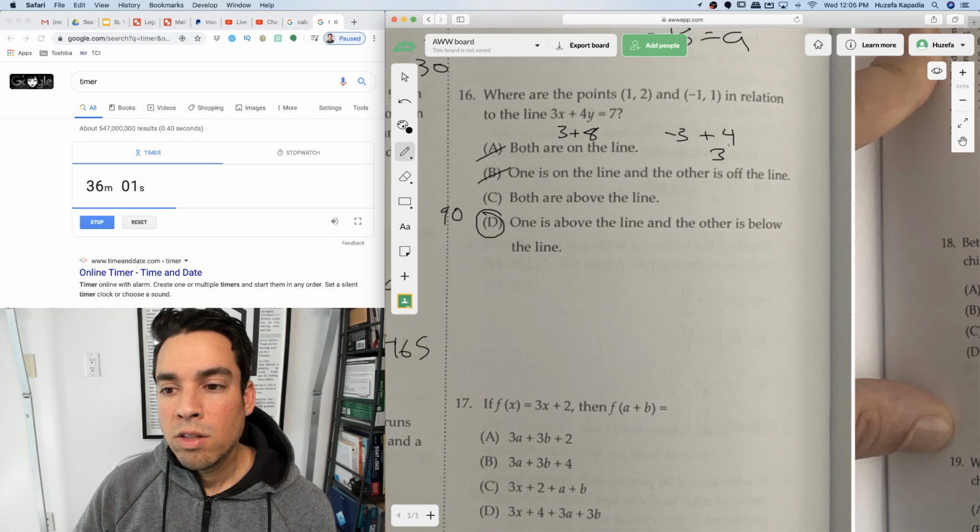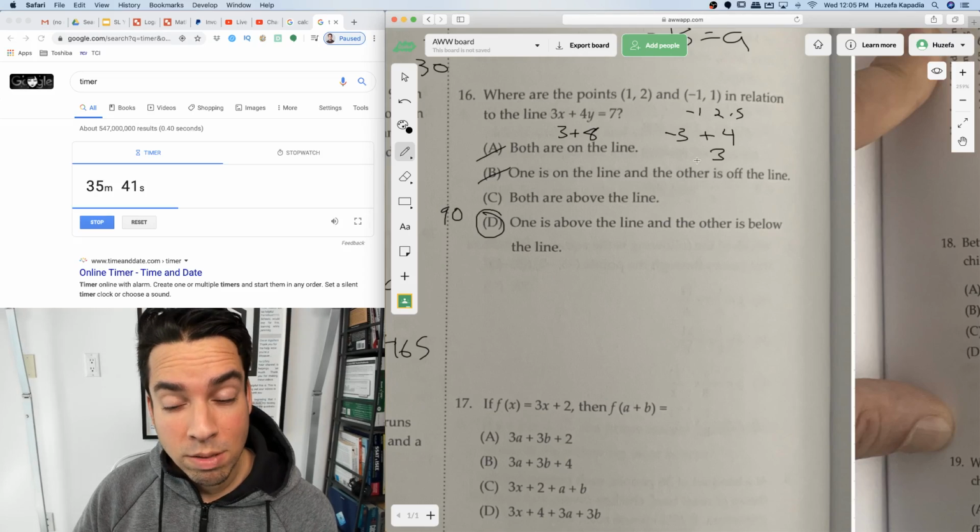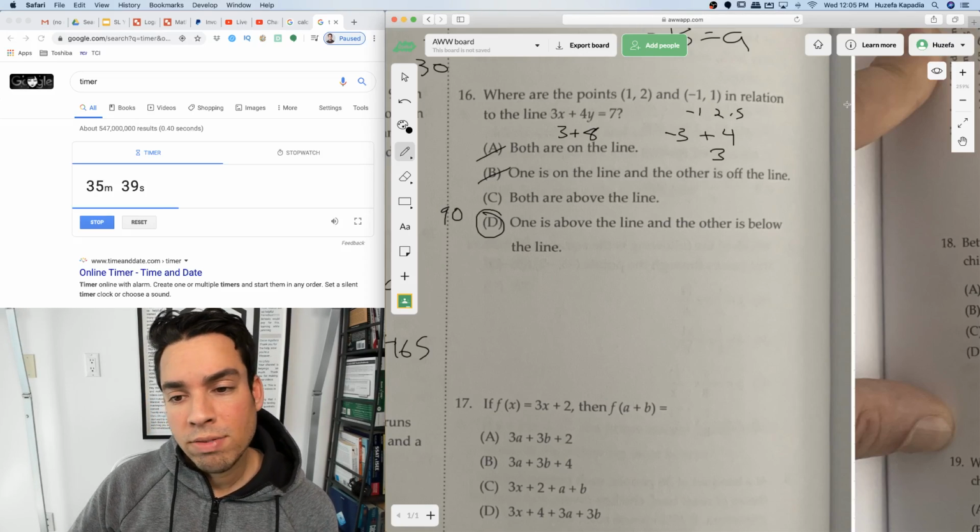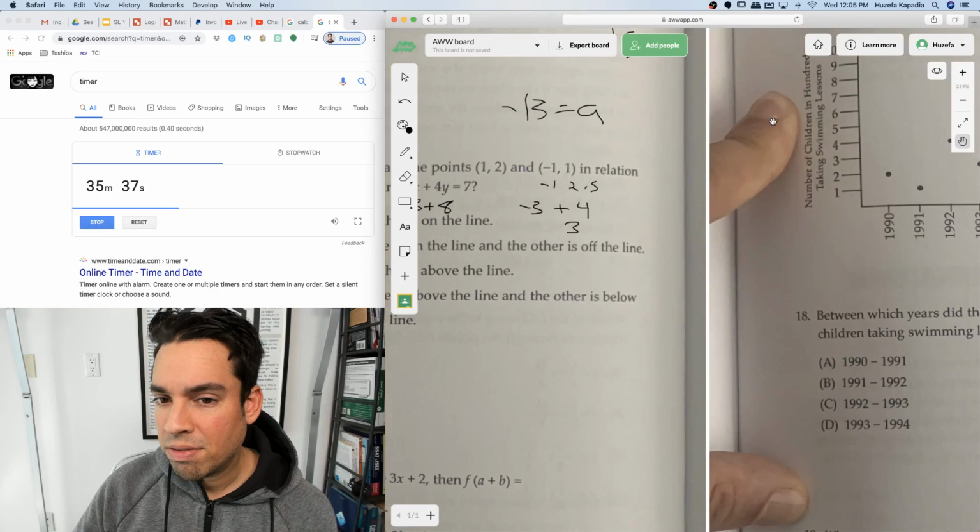It's this one. The reason why I'm saying this is below is because, okay, check this out. Negative 1 and what would make that on the line? Negative 3 plus 10. Negative 1 and 2.5 would be on the line, okay? And this is negative 1 and 1, which is below that, which means it's below the line. And you could also graph this if you wanted to, but I think that's definitely it. Okay.